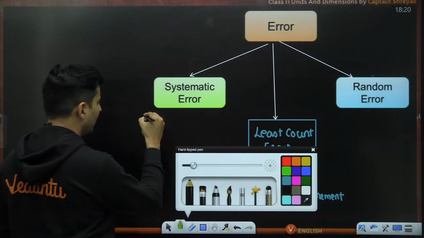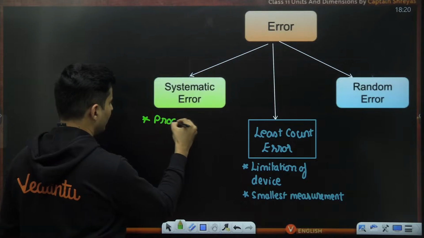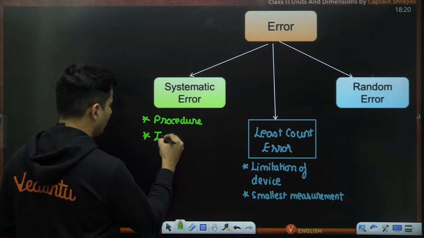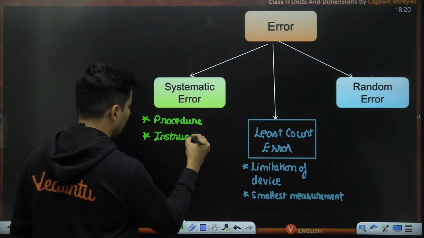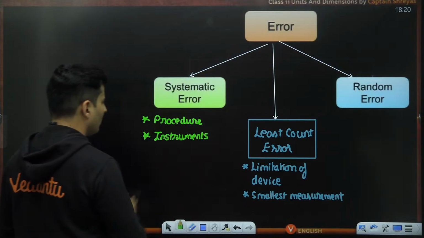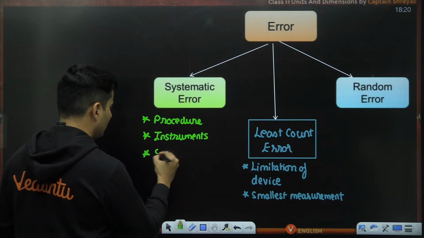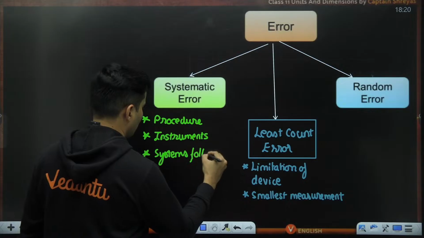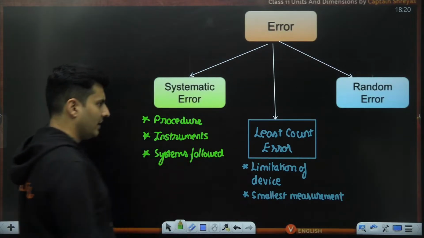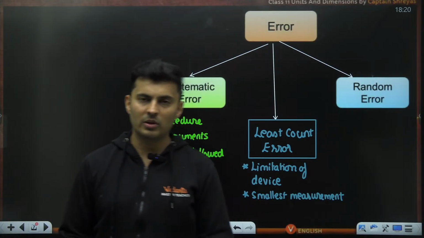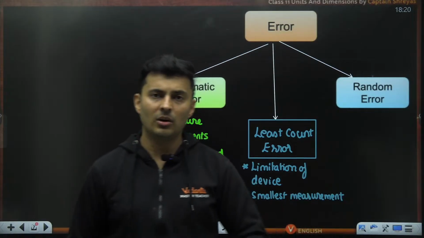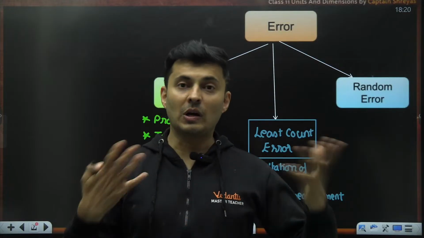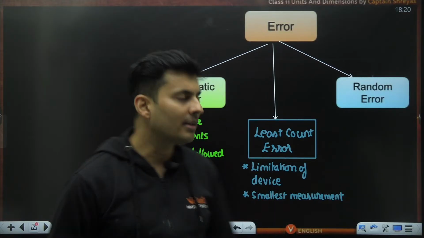If we talk about systematic errors, it's because of the procedure. It's because of the instruments which you are using. It's because of the systems being followed. So because of which there are systematic errors. How you are performing it. Are you using a tape to measure it? Are you using some light to measure that distance? Are you using sound to measure the distance? These are all systematic errors.